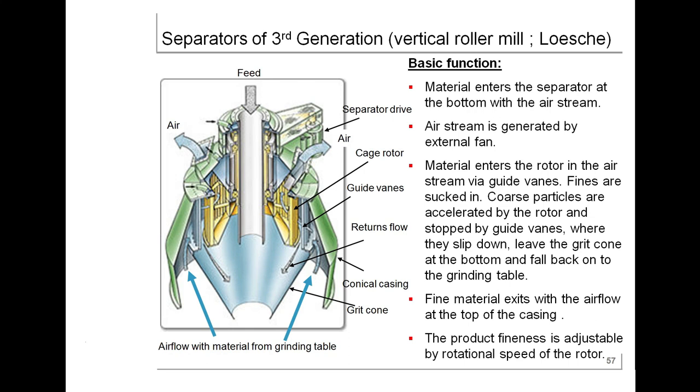Separators of third generation for vertical roller mills, row shape. Basic function: material enters the separator at the bottom with the airstream. Airstream is generated by the external fan. Material enters the rotor in the airstream via guide vanes. Fines are stuck in. Coarse particles are accelerated by the rotor and stopped by guide vanes, where they slip down, leave the grid cone at the bottom, and fall back on the grinding table. The fine material exits with the airflow at the top of the casing. The product fineness is adjustable by rotational speed of the rotor.